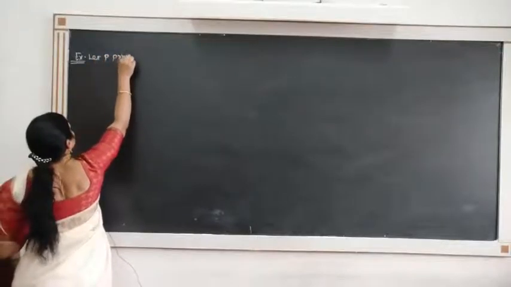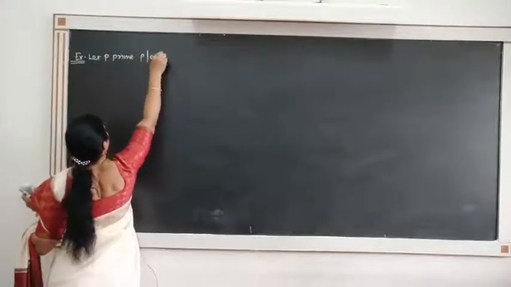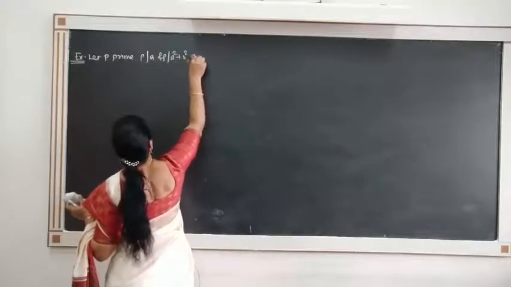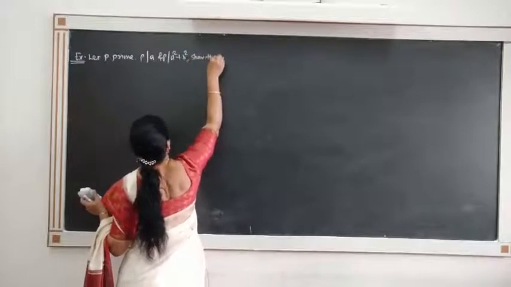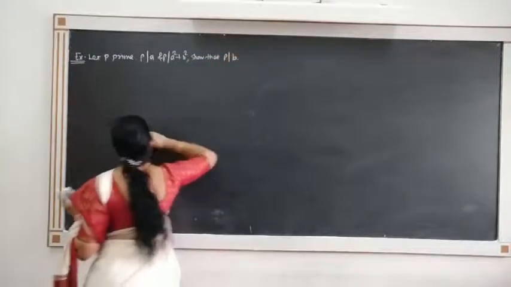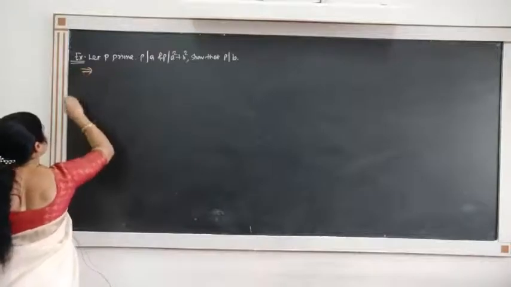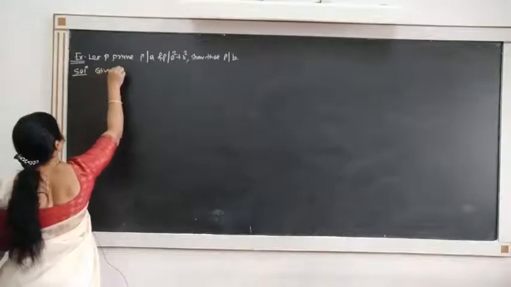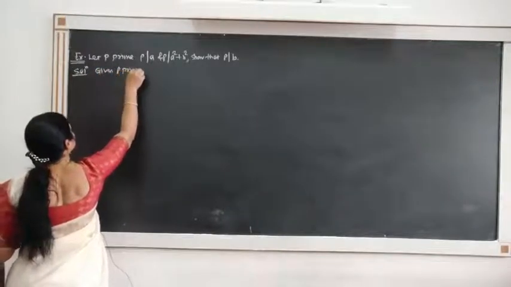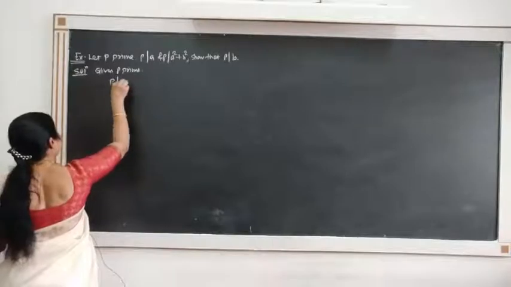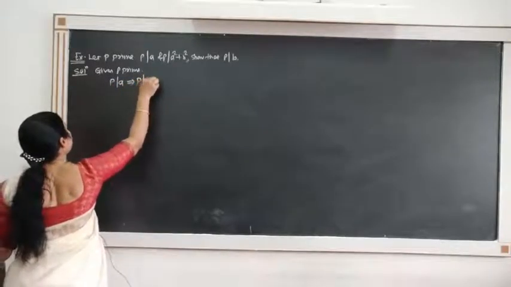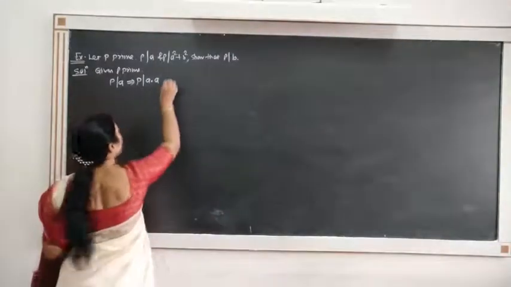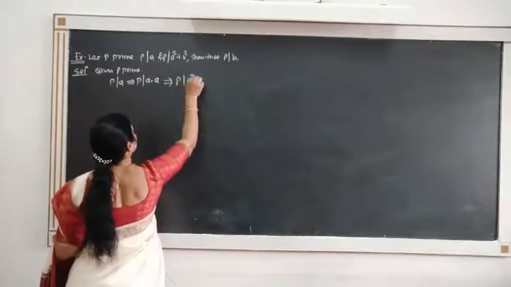Let P be a prime. P divides A and P divides A square plus B square. Show that P divides B. Observe that it is given that P is a prime. P divides A. This implies that P divides A into A. Because it divides A, it divides the product A into A, that is P divides A square.